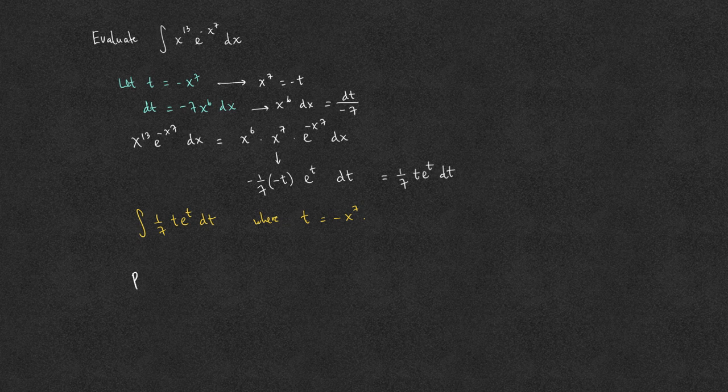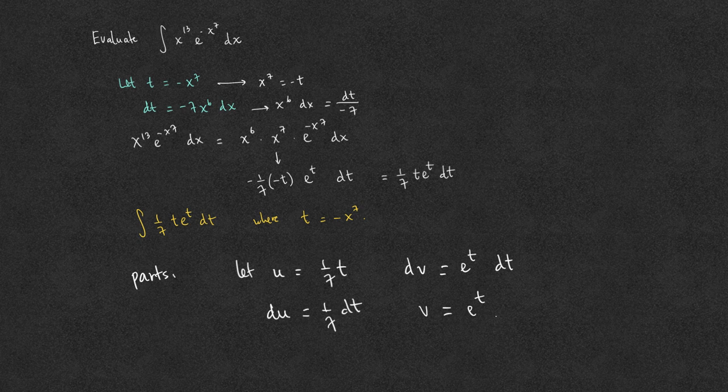To do this, we will use integration by parts, where we'll let u be 1 over 7t. Therefore, dv is e to the t dt. Notice that u dv is the entire integral. If u is 1 over 7t, then the differential du is 1 over 7 dt. And if dv is e to the t dt, then v is e to the t.